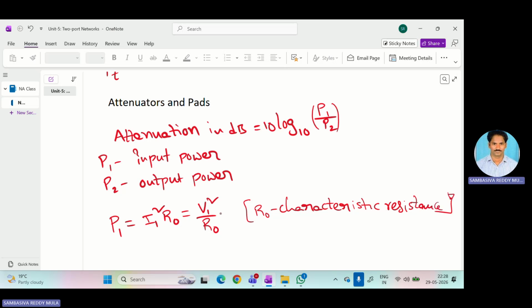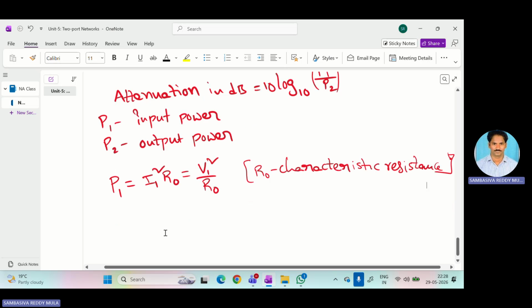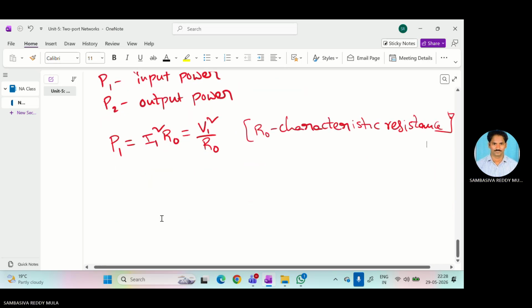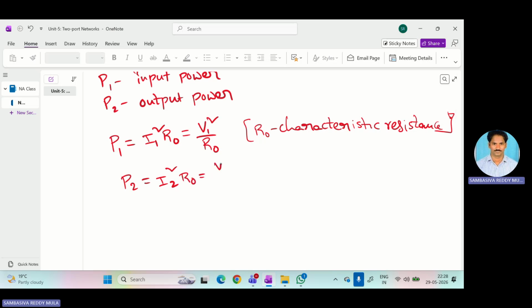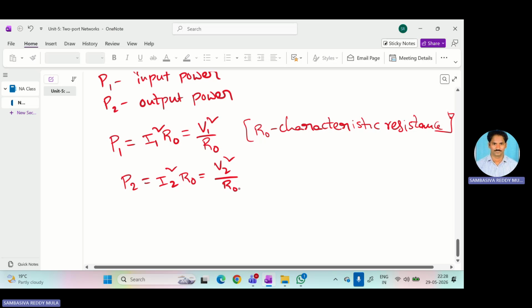Usually we'll give the suffix O for output. So, a properly terminated network. Here R naught is the characteristic resistance. For P2 we'll also write I2 square R naught, or V2 square by R naught. So this is the expression for the input and output powers.